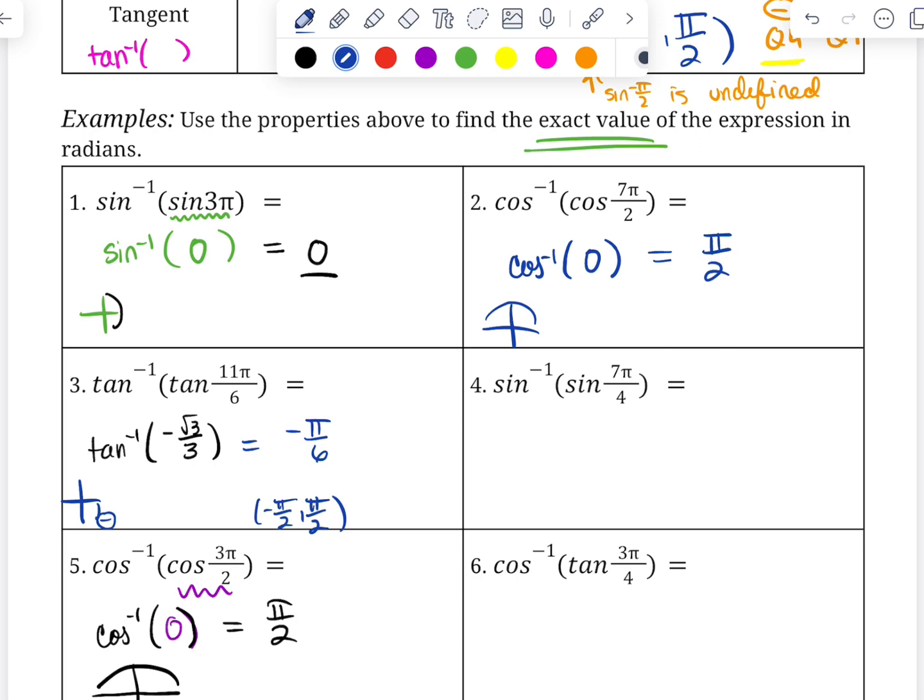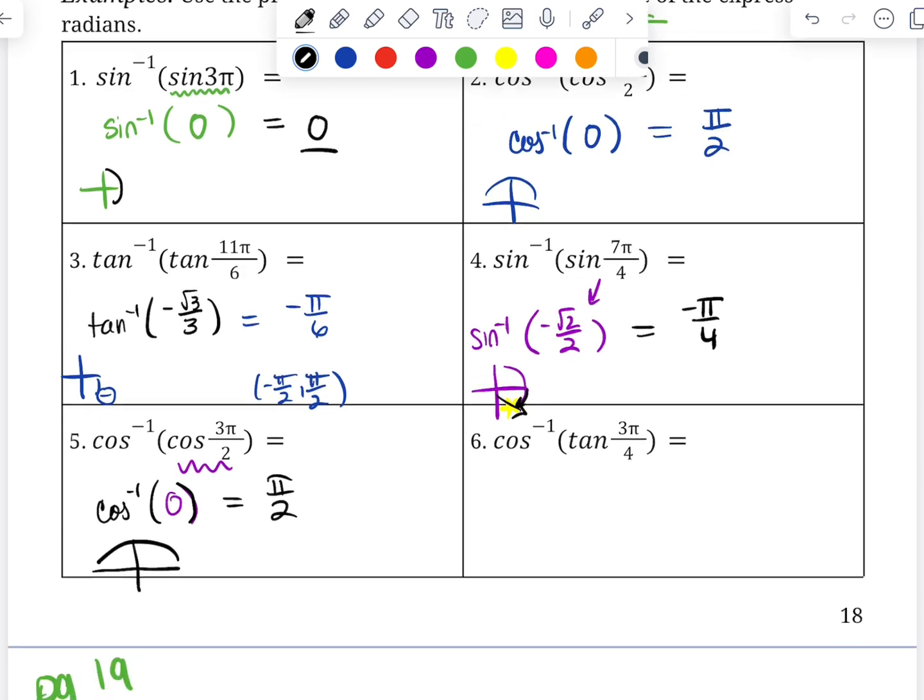Sine inverse of sine of 7 pi over 4. All right, sine of 7 pi over 4, that's going to be negative root 2 over 2. Now I'm looking for an angle in my interval between quadrants 1 and 4 that has a sine of negative root 2 over 2. It has to be the angle in the 4th quadrant, but remember, the angle has to be negative. So instead of being some positive pi over 4, I'm going to make it negative pi over 4 because that would get right there in that 4th quadrant and have a sine of negative root 2 over 2.